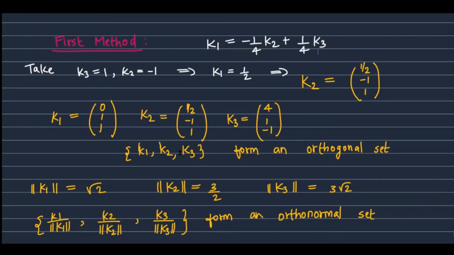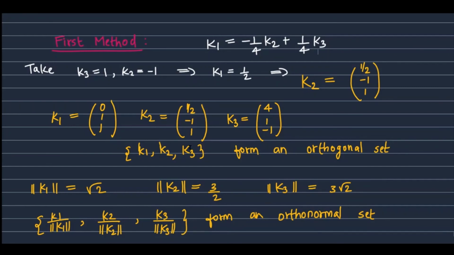So k1, k2, k3 form an orthogonal set. So by appropriately choosing the values of k1, k2, k3, we can get an orthogonal set of vectors. Now they are orthogonal. To find an orthonormal set of vectors, we have to divide these vectors by their norm. So we can see that norm k1 is root 2, norm k2 is 3 by 2 and norm k3 is 3 by root 2. So k1 by norm k1, k2 by norm k2 and k3 by norm k3.